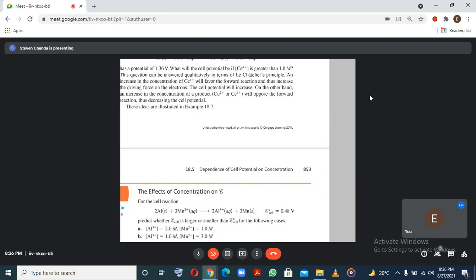Okay, great. So now, can someone tell me what would be happening to the E cell value in part A, where we've got the aluminium ion, which has been raised to a molarity of 2, and the Mn2+ has remained the same? What will happen to the cell potential? Can someone tell us and explain why? Please, let's respond.